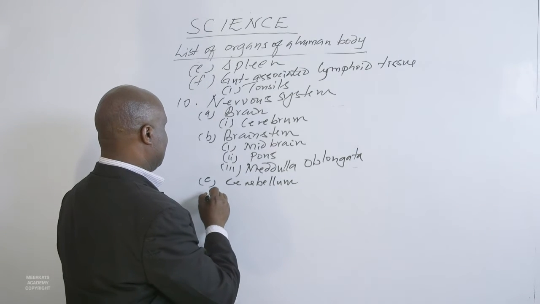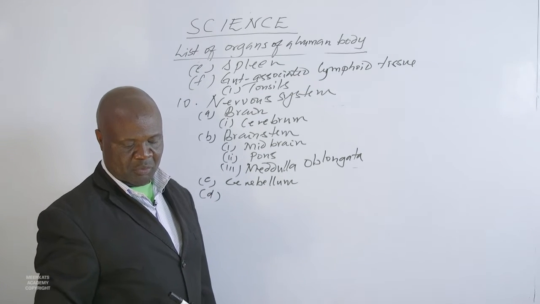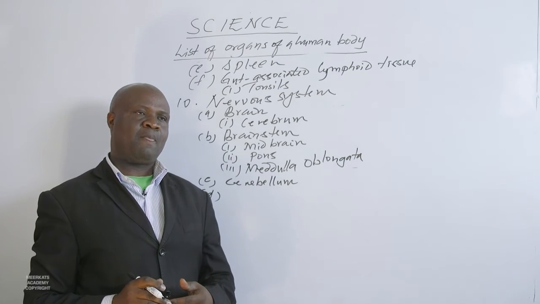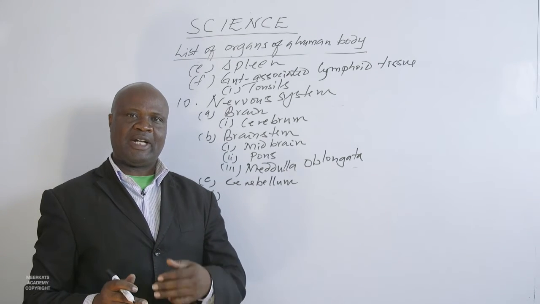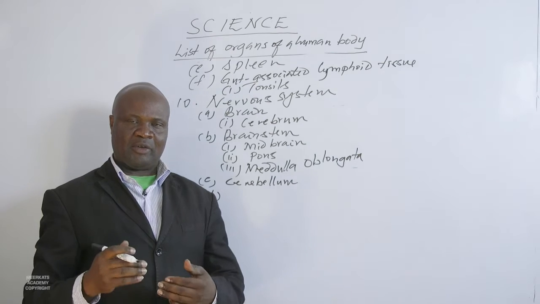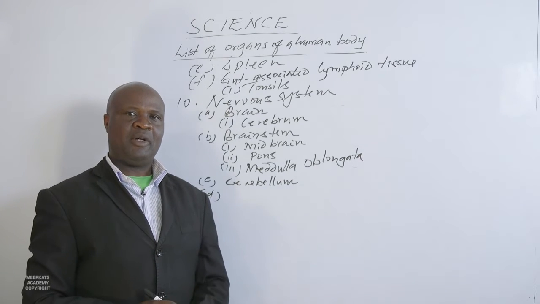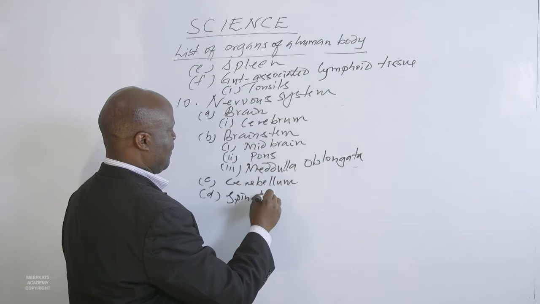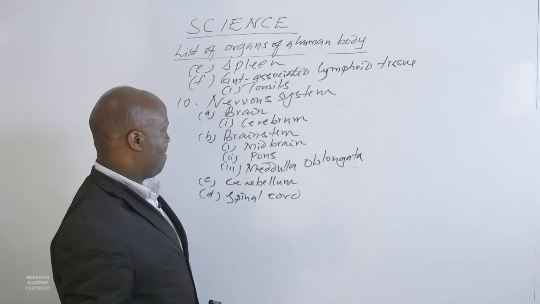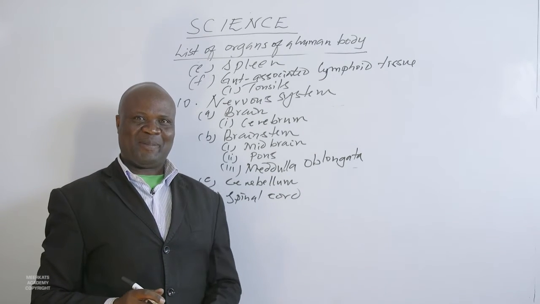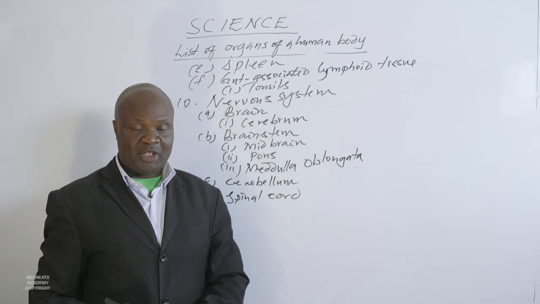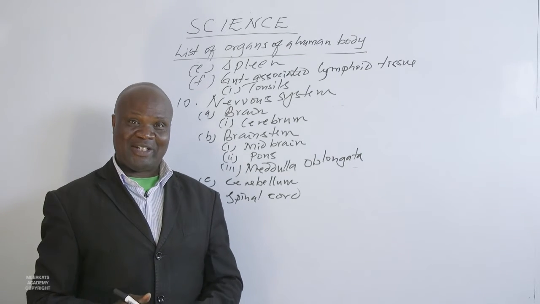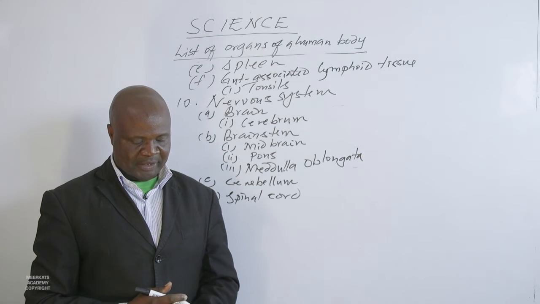Then we also have the spinal cord, and you know the spinal cord has nerve endings. They originate from the spinal cord to different parts of the body. So we have the spinal cord. Yes, the spinal cord in simple language is called the backbone. Within the backbone, there is a spinal cord. It has more nerves within it.